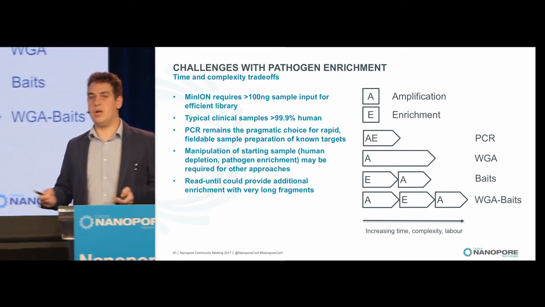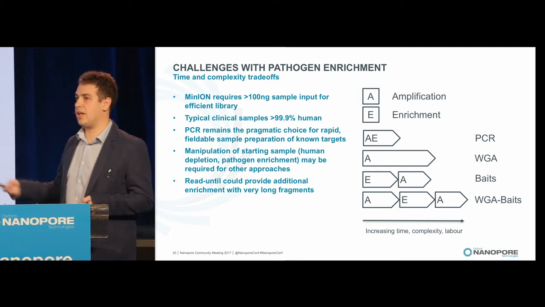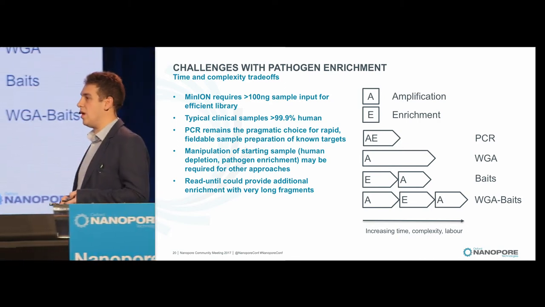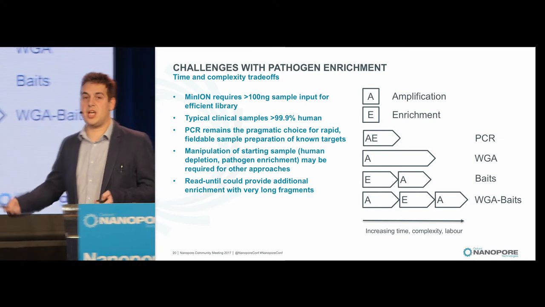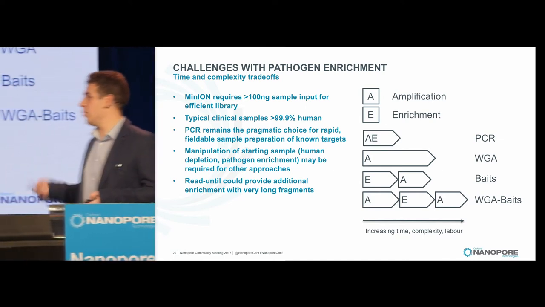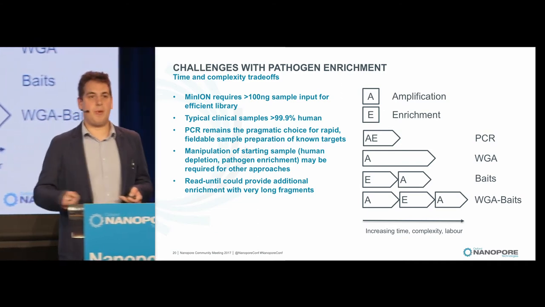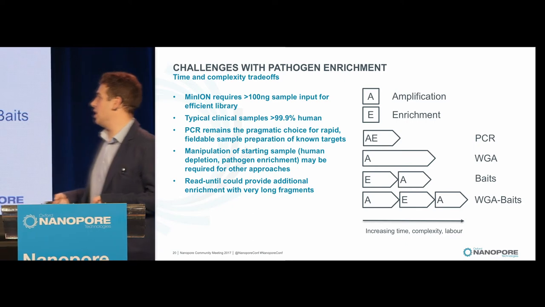But it's very difficult. Part of the problem is that clinical samples are often low biomass. Something like a CSF sample is quite low biomass, for example. A blood sample is high biomass, but it's almost predominantly human white cells and therefore human DNA. And so at the moment, we still pragmatically need to enrich in order to get genomes out.